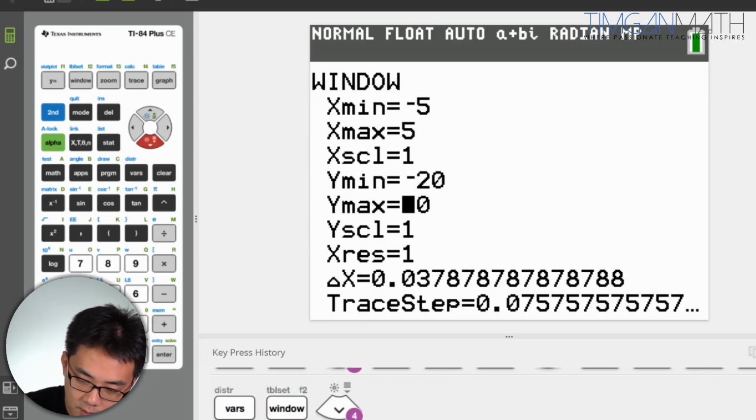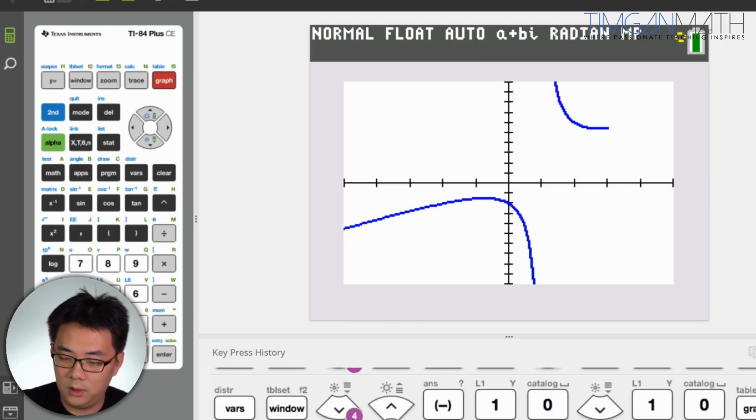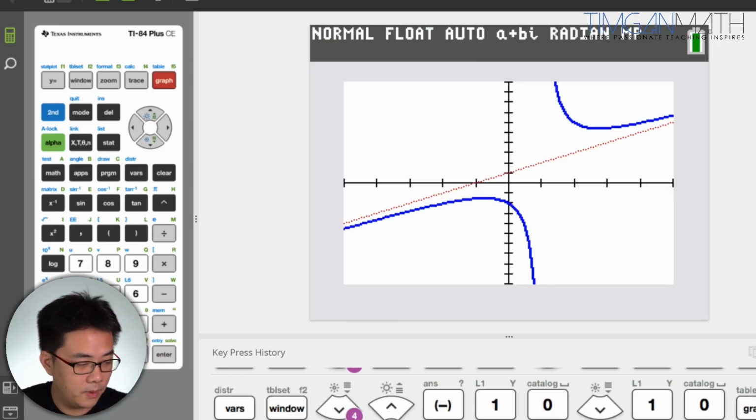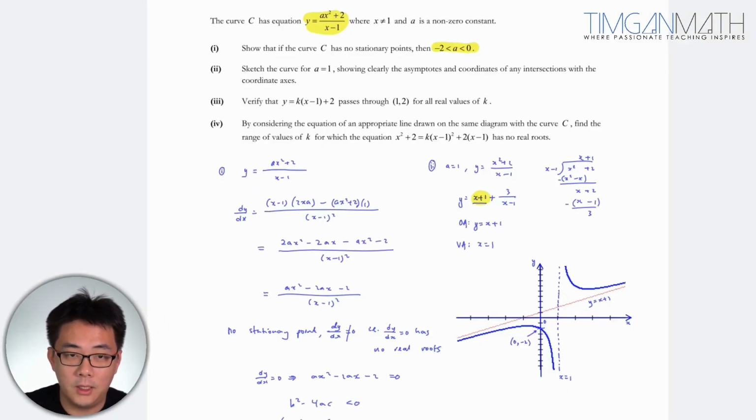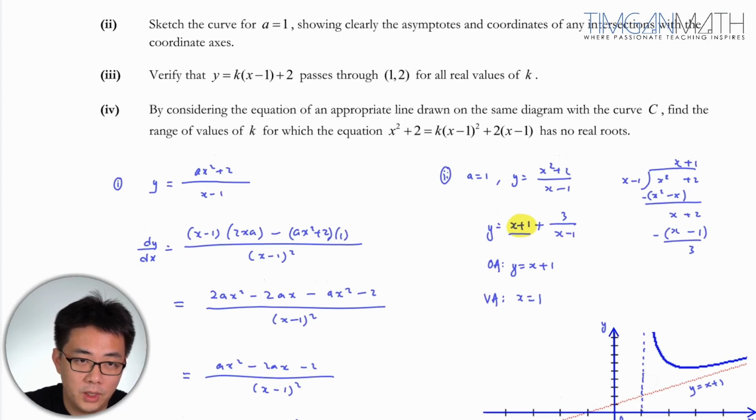This would be -10 and 10. There you go. Great. Yeah. So for the third one, verify that this line here passes through (1, 2). I think this is pretty okay.